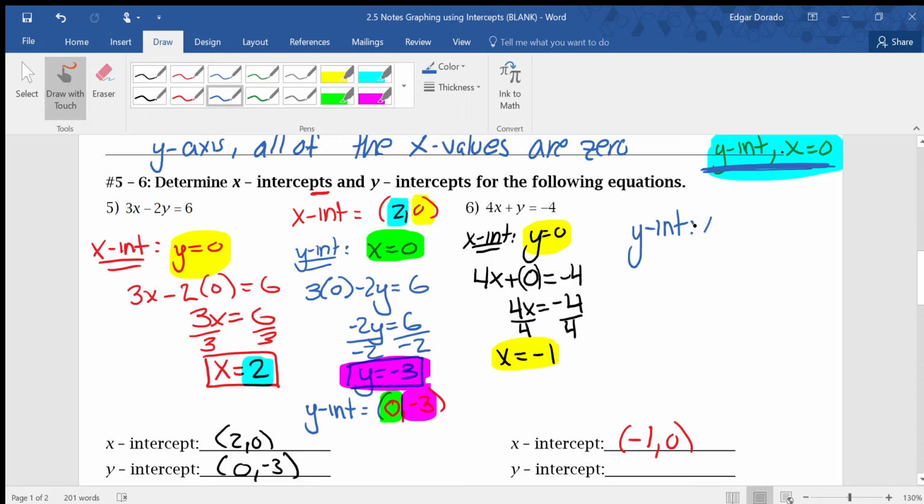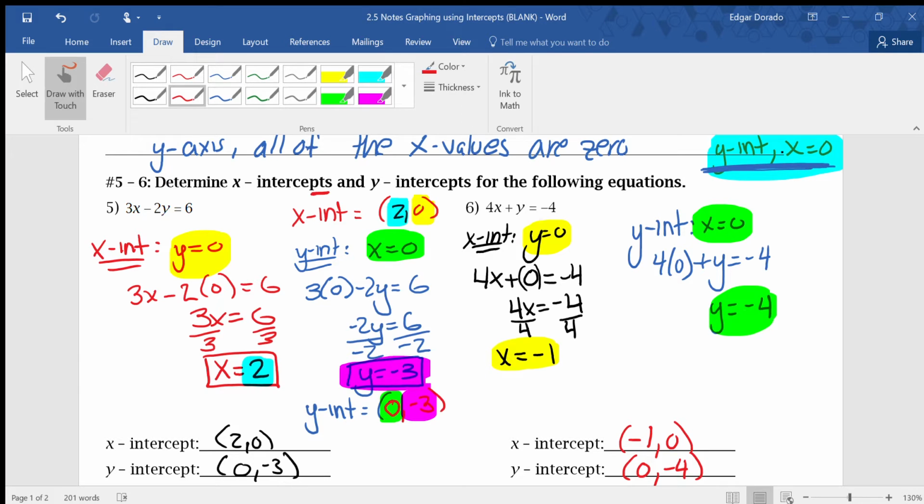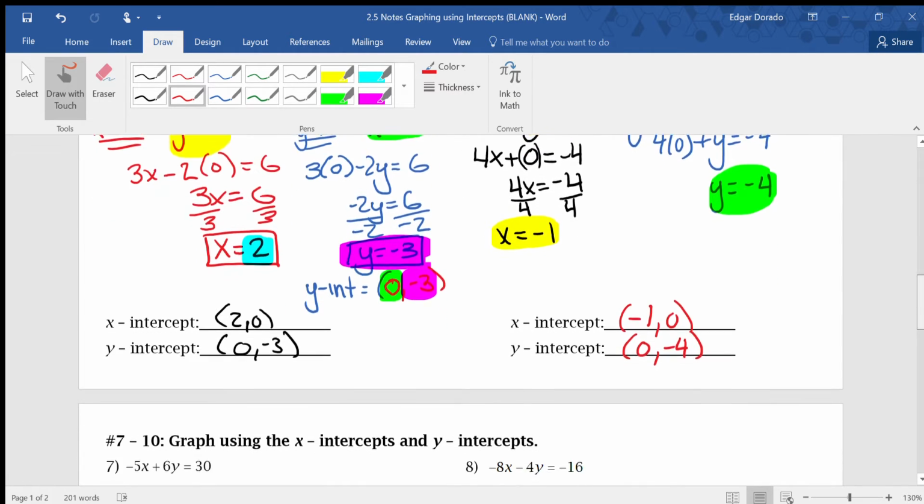which means I have to do x equals 0. Okay, so let's substitute that in. We get 4 parentheses 0 this time plus y equals negative 4. Well, 4 times 0 is just 0, so I really just have y equals negative 4. Look at that. That one was pretty simple. So again, my y-intercept, I have x equals 0 and y equals negative 4. So when I write it in, my answer here is 0, negative 4. Okay, so I hope this is starting to make a little bit more sense, guys.